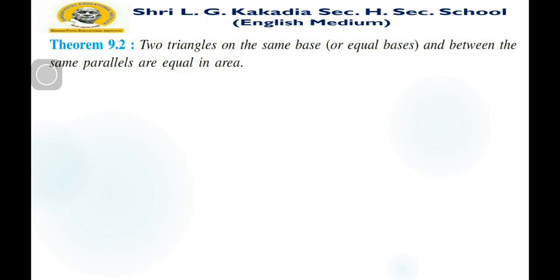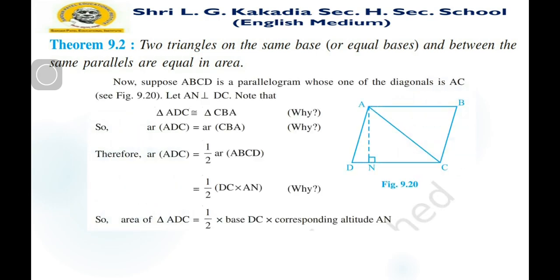By that way, theorem number 9.2, we can conclude that two triangles on the same base or equal bases and between the same parallels are equal in area. We can just prove it.